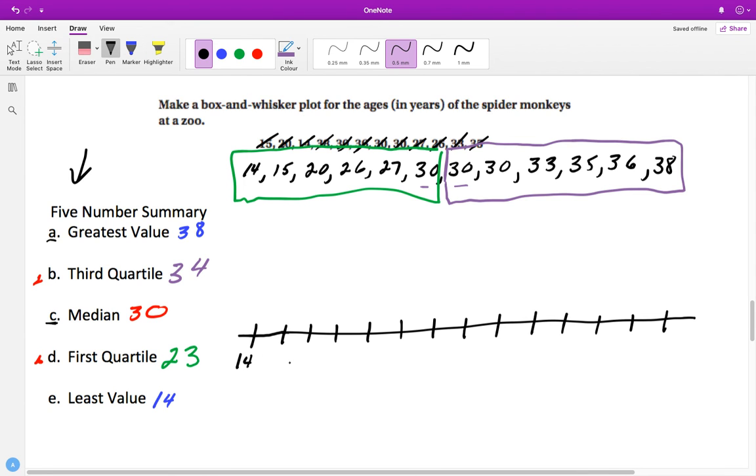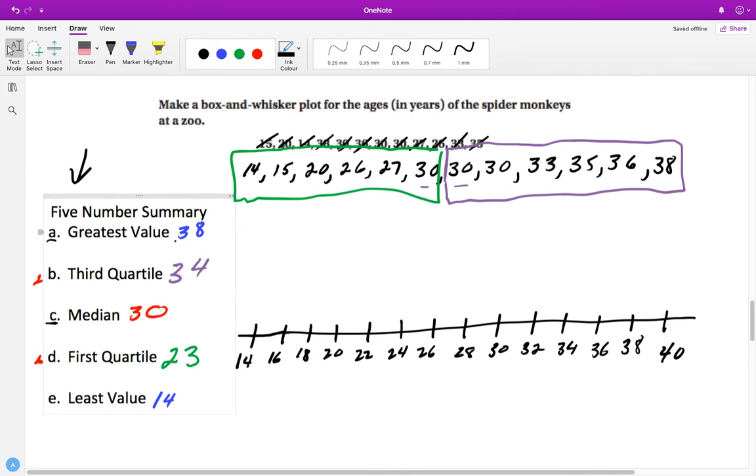Let me just pause this and fill in all my numbers. Just when you pick your values, make sure that you're being smart. You could count by like 5s or 10s, but since you would have barely any numbers that fell on a 5 or 10, I wouldn't suggest using those. You could count by ones, but since 14 to 38 is really spread out, you're going to have to draw a really large number line. So twos is usually the one that I will go to unless it is really spread out. Then I will start counting by 5s or 10s. But 38 to 14 is not really that spread out.